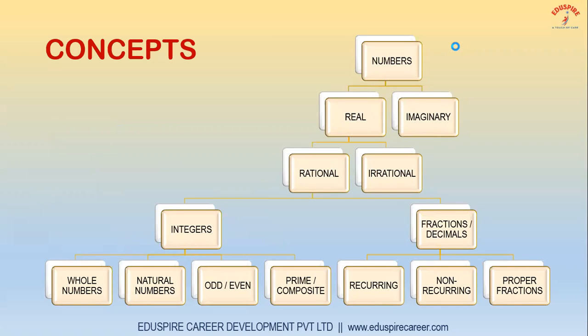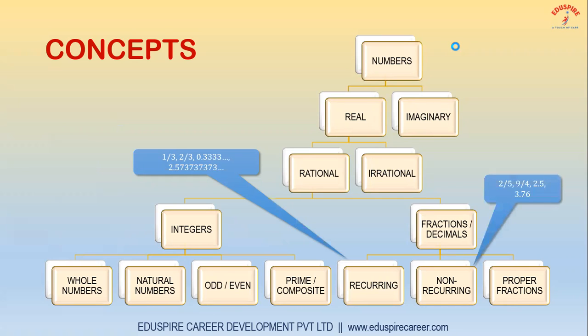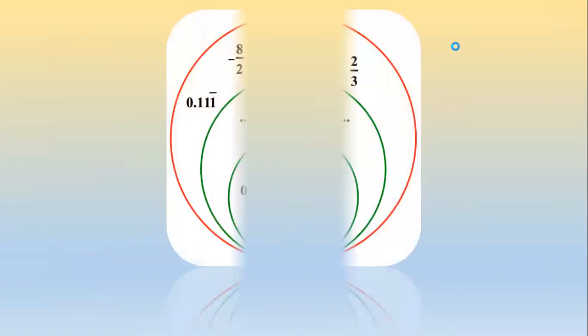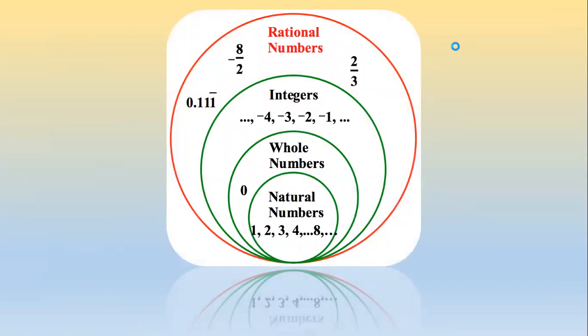When it comes to fractions and decimals, we have recurring decimals, we have non-recurring decimals. We are also talking about proper fractions. These are some of the types of fractions and decimals. So if I summarize, this diagram will represent the family of numbers of different types.